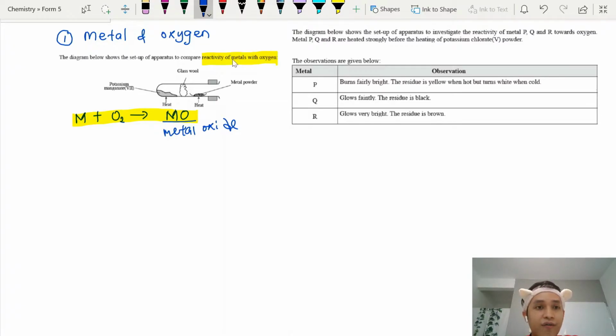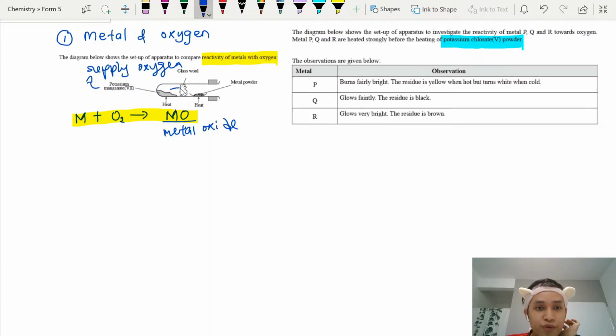How can I arrange? For the reaction of metal and oxygen, this is the easiest to identify. If you look at the question here: investigate the reactivity of metals P, Q, R towards oxygen. Then they give you the oxidizing agent. You need to know that the potassium manganate(VII) here functions to supply oxygen, because it is an oxidizing agent. Since we want the metal to react with oxygen, I need someone to give me the oxygen. So it's the potassium manganate(VII) here, or sometimes they change the oxidizing agent to another type. Just remember that it's to supply oxygen.